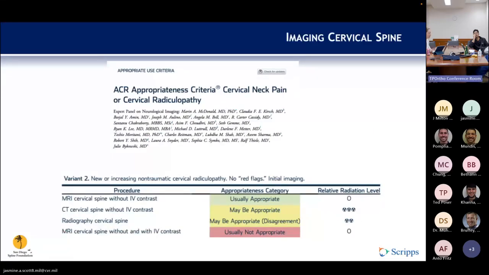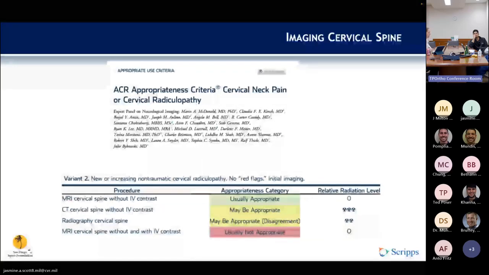Okay, so the next thing is what type of imaging should we be looking at when we have these patients come in with either cervical or lumbar radiculopathy. These are guidelines from the radiology world, so not from ortho specifically or neurosurgery spine. I was looking at new or increased non-traumatic cervical radiculopathy without any red flags.